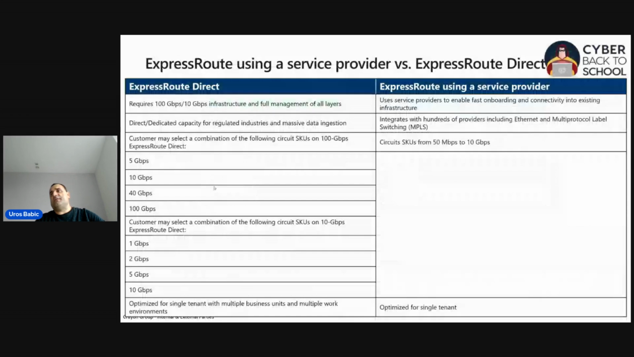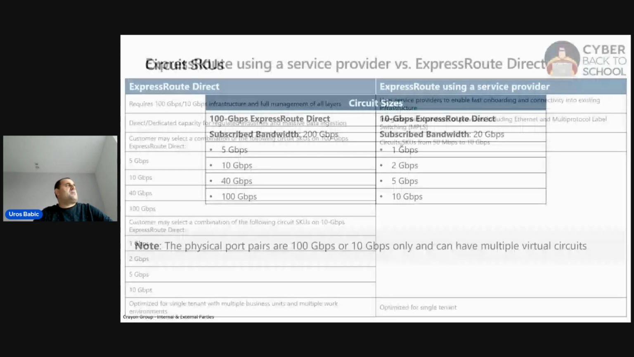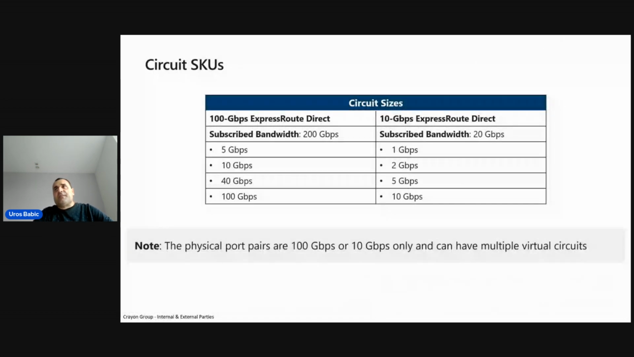That is very easy to understand. I can use different service providers with ExpressRoute Direct. In this table, you can use this approach when, for example, you require 100 gigabit or 10 gigabit infrastructure, or 1 gigabit per second, optimized for single tenant, integrated with hundreds of providers, including internet and MPLS. I can use a service provider to enable fast on-boarding connectivity into existing infrastructure with ExpressRoute using a service provider. And these circuits are described with different SKUs and sizes here, and model physical port pairs on 100 gigabit or 10 gigabit only. I can have multiple virtual circuits with different SKUs.